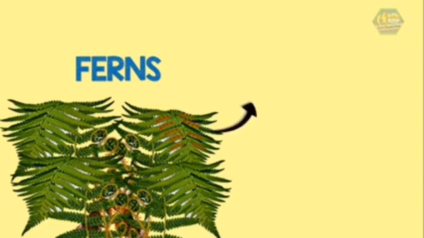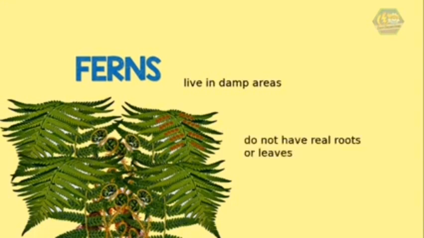An example of a spore-bearing plant is the fern. Ferns produce spore casings on the underside of their leaves. These look like brown spots. At some point, the casings dry out and the spores are released into the air. Ferns live in damp areas and most of them do not have real roots or leaves. Instead, their leaves are called fronds.